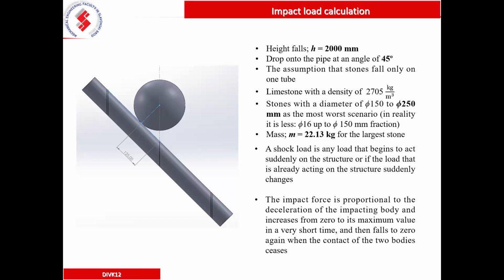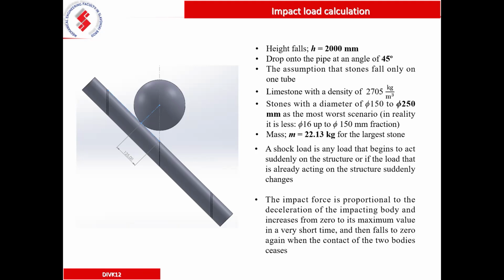Okay. For the first, we will try to find the deflection of the pipe after a stone falls from 2 meters at a 45 degree angle. And just some details. Limestone has a density of about 2,705 kilograms per cubic meter. Stones have a diameter of 150 to 250 millimeters as the worst scenario, but in reality, it's practically from 60 millimeters to maybe 150 fraction.